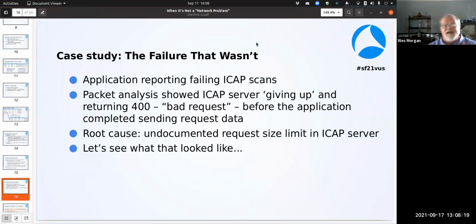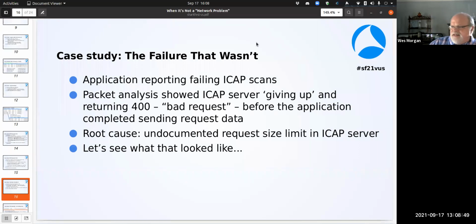Sometimes you're asked to track down a failure and it's not a failure. At least the two sides don't agree that it's a failure. ICAP is the Internet Content Adaptation Protocol. Most of your dirty word filters and data loss prevention services, many of those are based around ICAP. Well, the application was reporting failing ICAP scans.